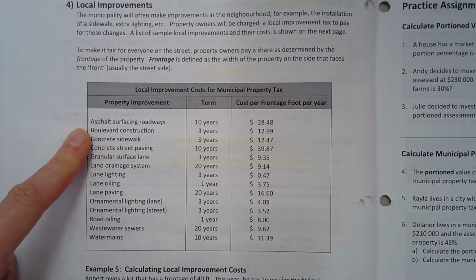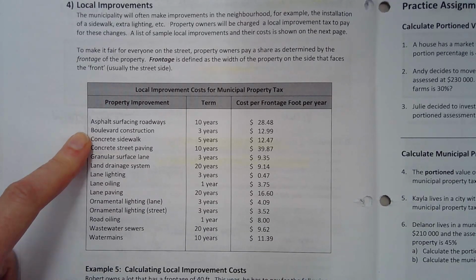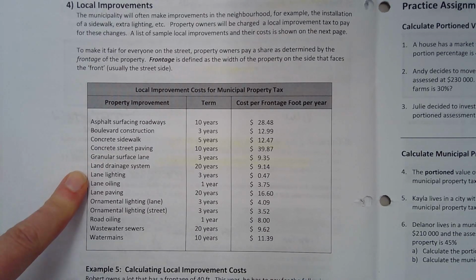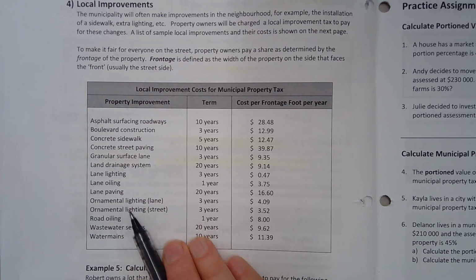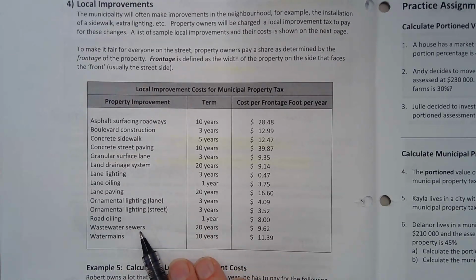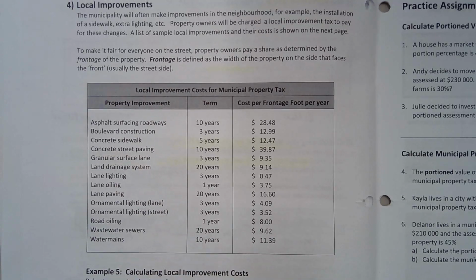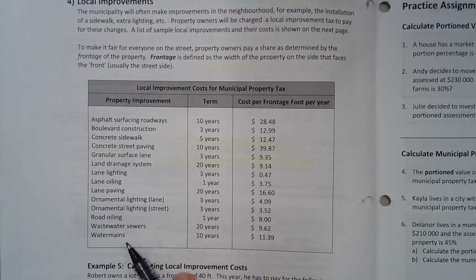If you don't live on a paved street, the asphalt has to be resurfaced. Boulevard construction, sometimes they build a new little boulevard. Concrete sidewalks, concrete street paving. Gravel put down, land drainage, lighting, oiling. That's when you have those asphalt roads and they put oil on it, because it starts to smell. Ornamental lighting, road oiling. Sometimes they have to do sewer work or repair water main breaks. That's a bad one in Winnipeg because of our extreme temperatures. That happens quite a bit to some streets.